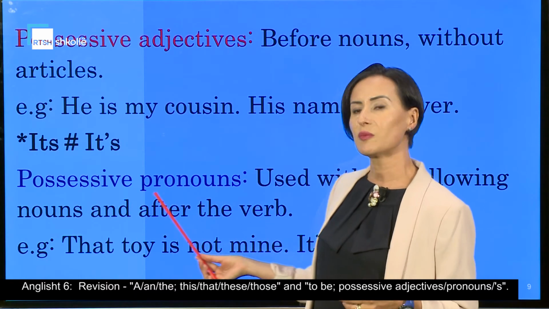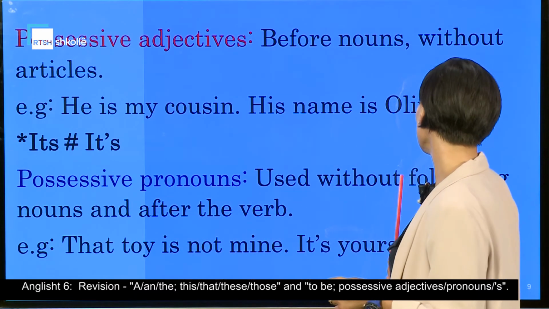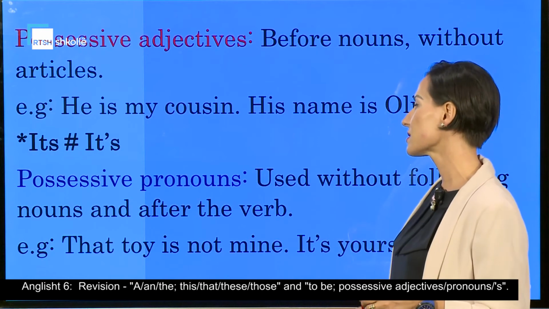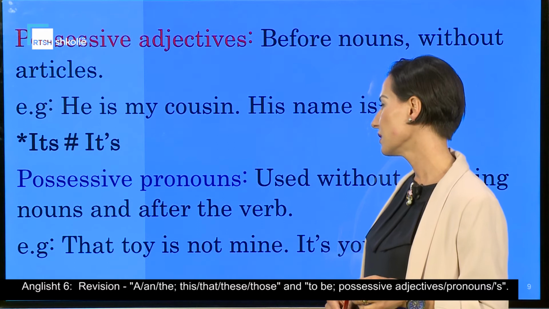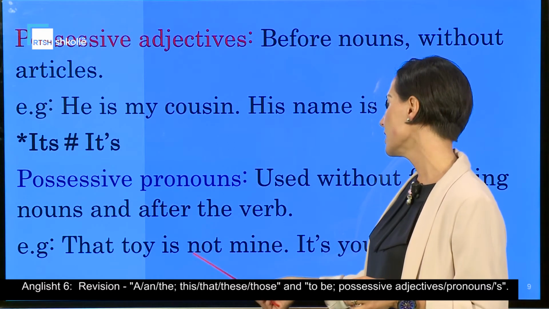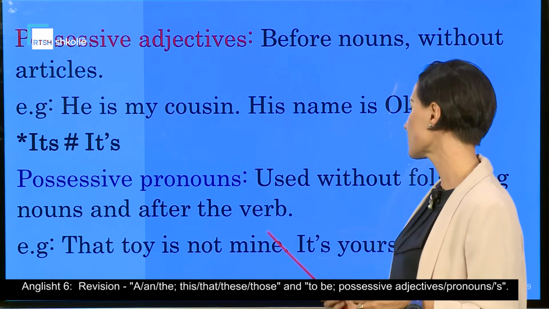The possessive pronouns are used without following nouns and after the verb. For example, that toy is not mine, it's yours.